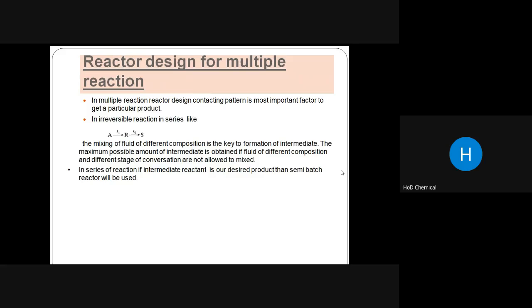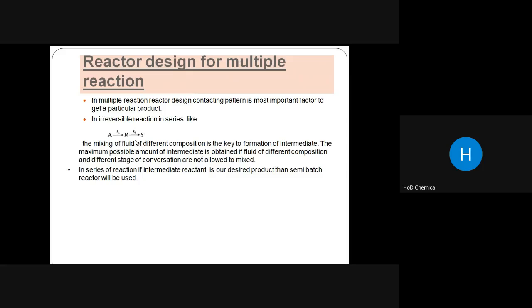So after that, multiple reaction, that is series reaction or multiple reaction. Okay, so this is the representation for the multiple reaction, that is A is the reactant and it gives R, and simultaneously it gives S. So between the rate constants.